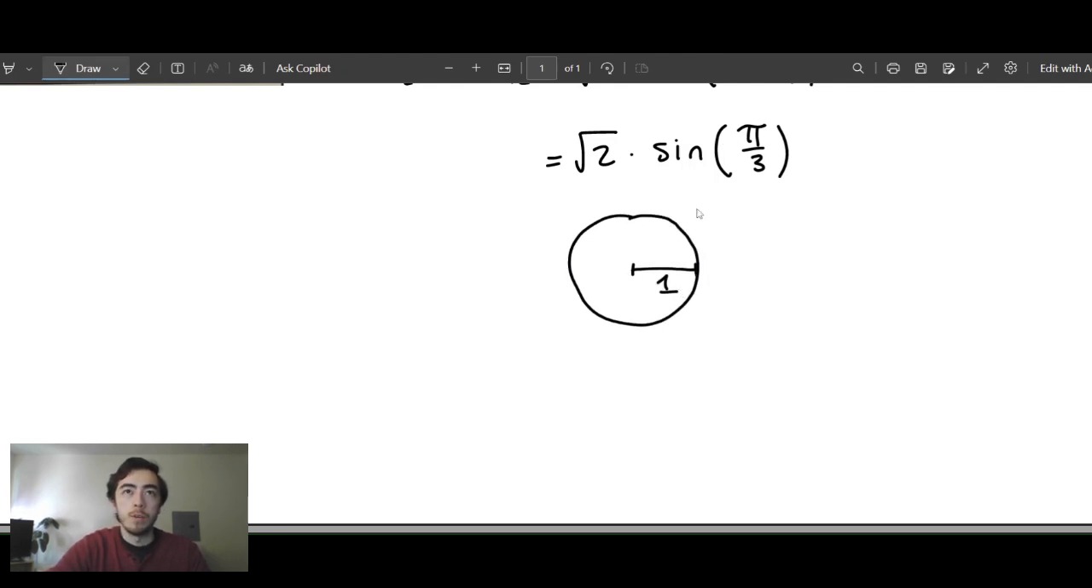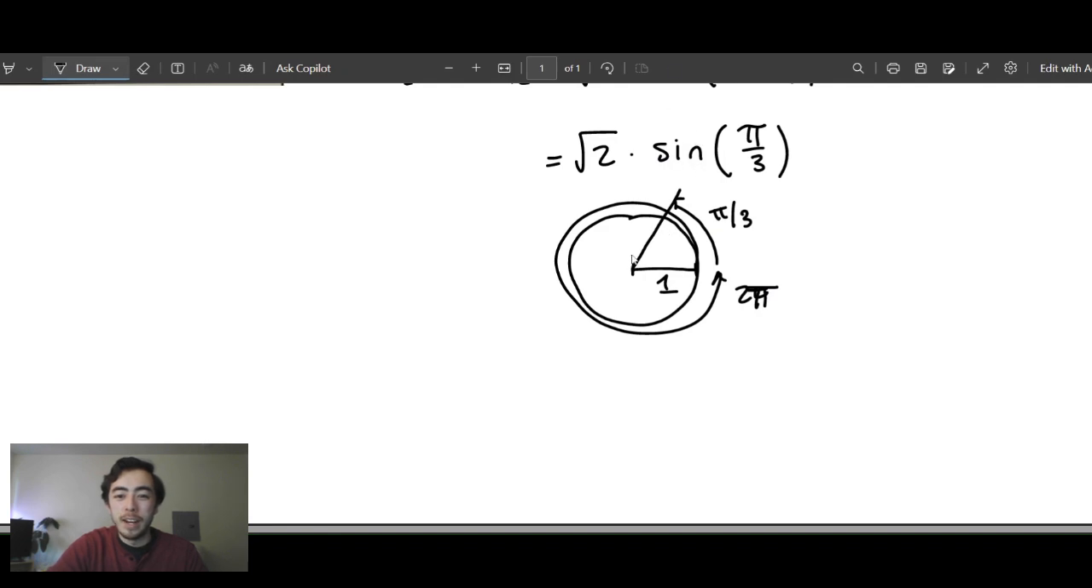And pi over 3 is the same thing as 60 degrees. And so I'll draw it like this. There's pi over 3. That's just because the whole circumference is going to be 2 pi. There we go. That's a pi. Close enough. And so if you add up all of these pi over 3 angles, you're going to get 2 pi. You could also double check.